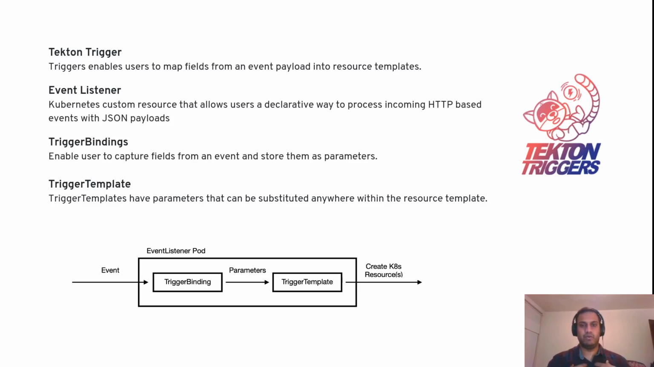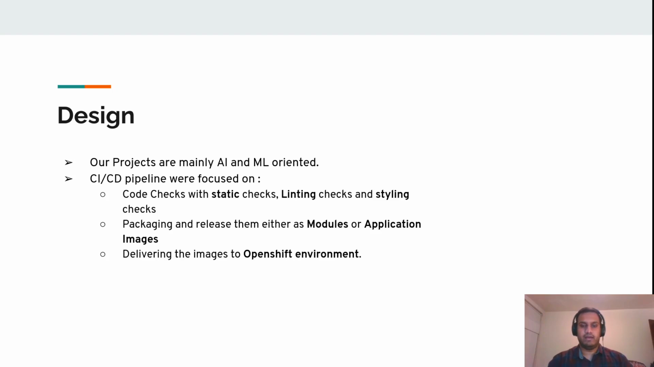Let's jump into what design constraints or requirements we had, and then I'll be explaining with all these components how we built a CI/CD tool. As most of our projects are AI/ML oriented, we wanted to focus on them. All the projects are Python based, so we wanted to have some static checks, linting checks, and styling checks. Static checks would be running some PyTest end-to-end tests. Linting checks would be running some PyDoc styling, or some of the Flake8 checks.